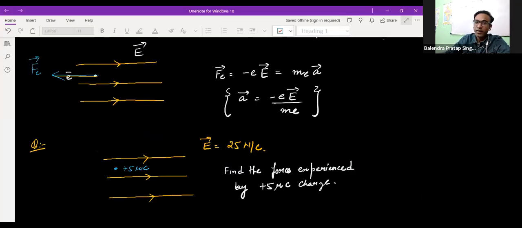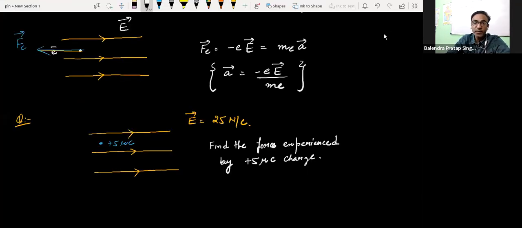So today I am just revising our previous concepts, because to start a new topic, at least most of the students must be available. Okay, I'm just revising the previous topic, which is a charged particle in external electric field.